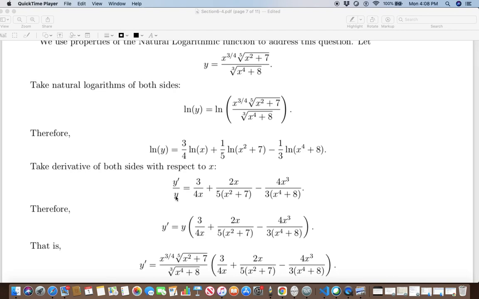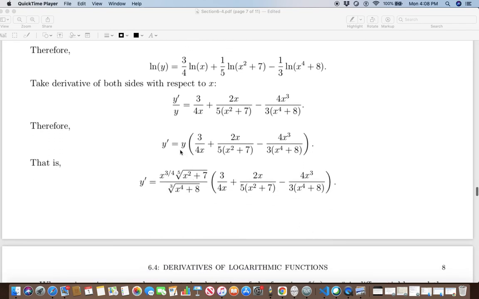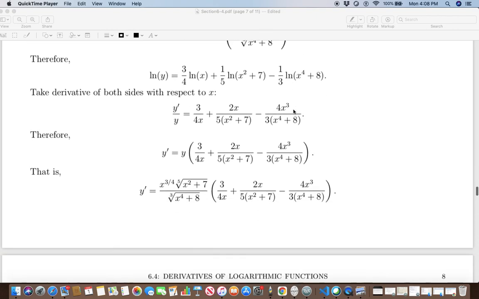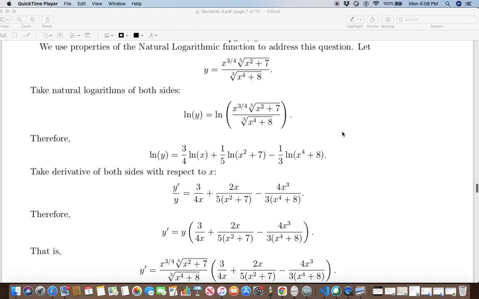So this is y prime by y. So y prime is, just multiply by y on both sides, you get y prime is y times this entire expression. But what was y? y was precisely your original expression. So y prime is your original expression times this expression. So notice how neatly you can find the derivative using properties of the natural logarithmic function.